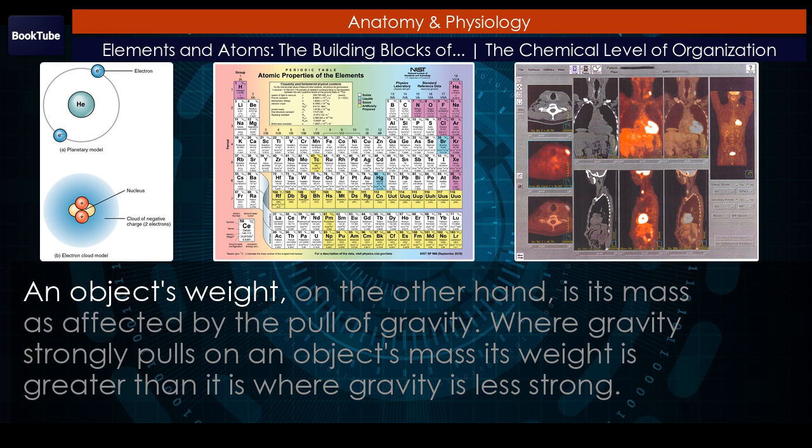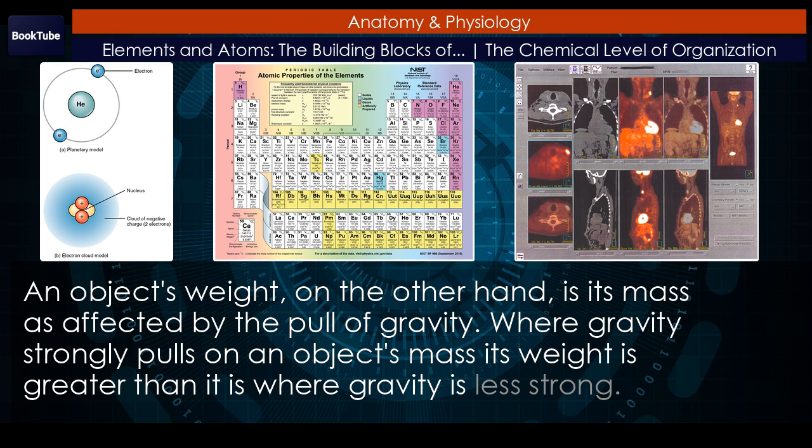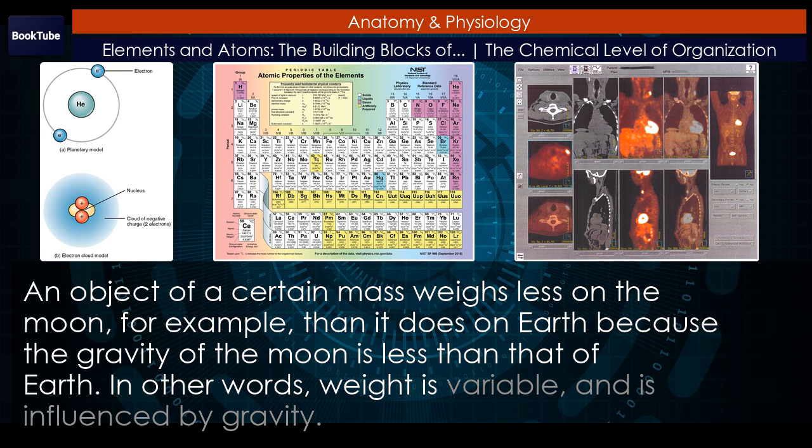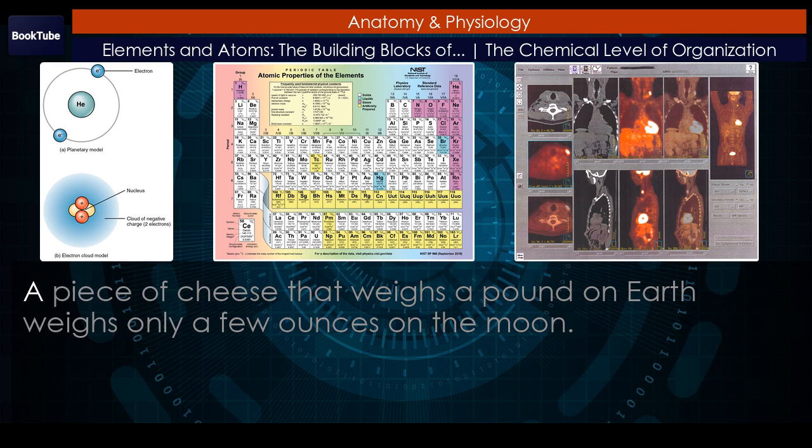An object's weight, on the other hand, is its mass as affected by the pull of gravity. Where gravity strongly pulls on an object's mass, its weight is greater than it is where gravity is less strong. An object of a certain mass weighs less on the Moon, for example, than it does on Earth because the gravity of the Moon is less than that of Earth. In other words, weight is variable, and is influenced by gravity. A piece of cheese that weighs a pound on Earth weighs only a few ounces on the Moon.